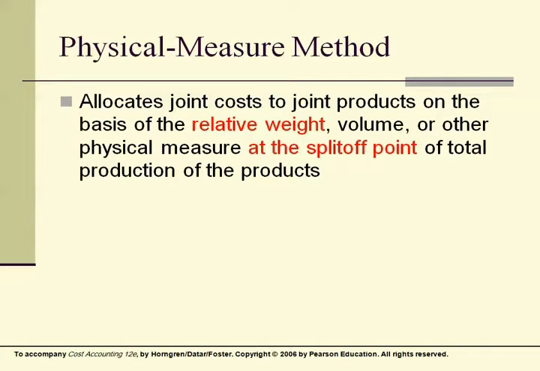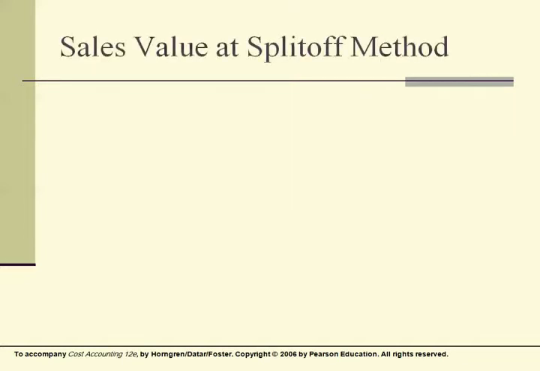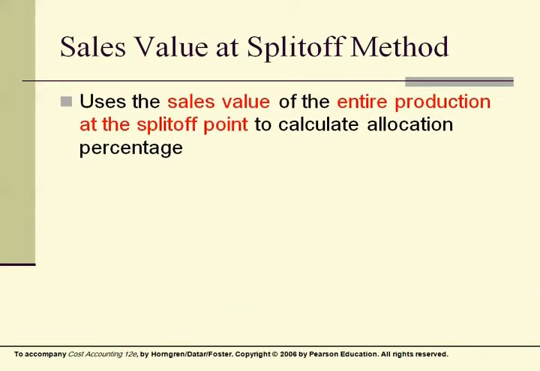Physical measure method allocates joint costs to joint products on the basis of the relative weight, volume, or other physical measure at the split off point of total production of the products. Sales value at split off method uses the sales value of the entire production at the split off point to calculate allocation percentage.